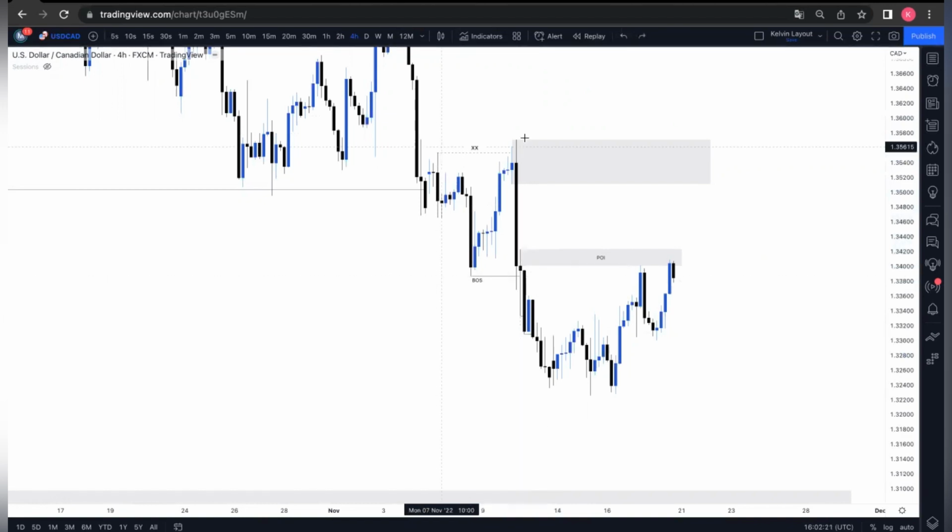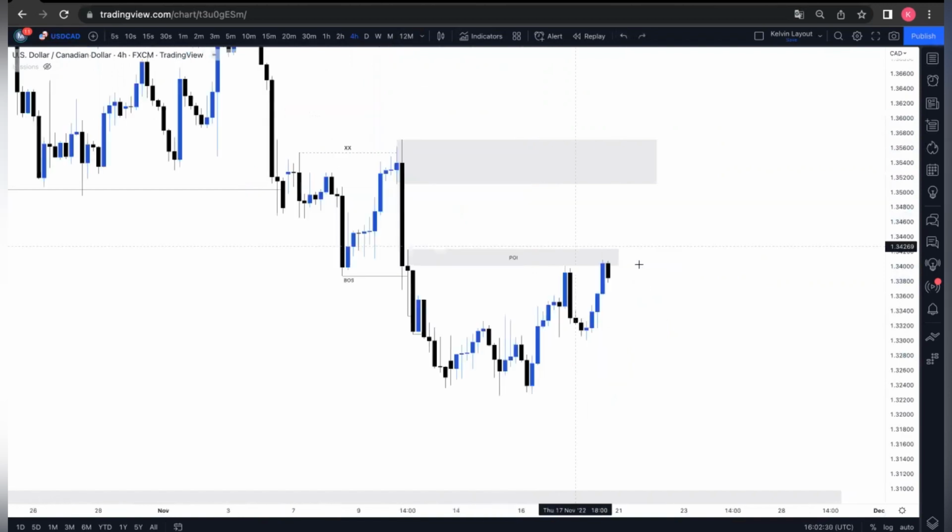Price took out the high, right? Pretty much liquidated and then broke structure impulsively. We can see the huge momentum on the break of structure. Now we have 2 points of interest, right?